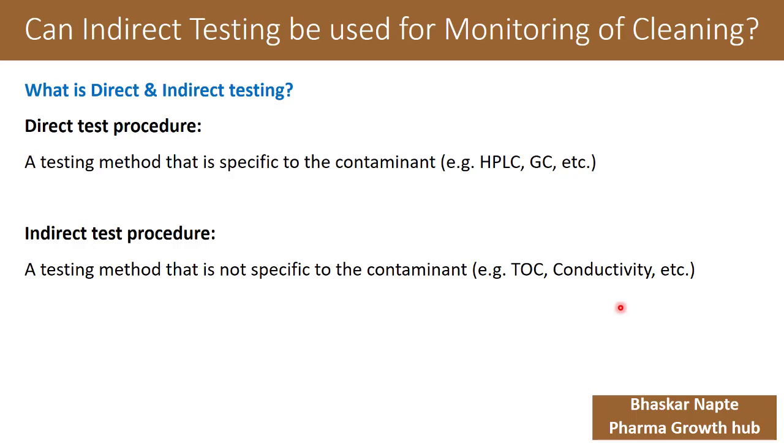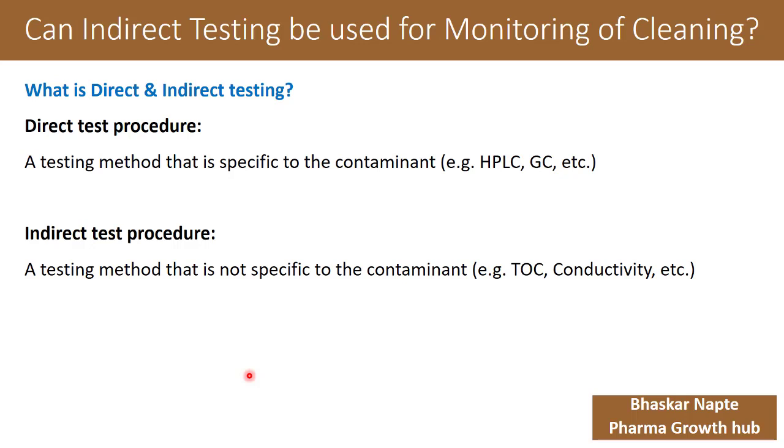So the major difference between direct test procedure and indirect test procedure is their specificity. Direct test procedures guarantee you a specificity. The response is very, very specific or selective towards your analyte, your component or the contaminant. Whereas in case of an indirect test procedure, you are not very sure that whatever response you are measuring is only related to that particular contaminant or not. It is always a collective measure of all the components present in a sample. I hope you understand the meaning of direct and indirect test procedure.